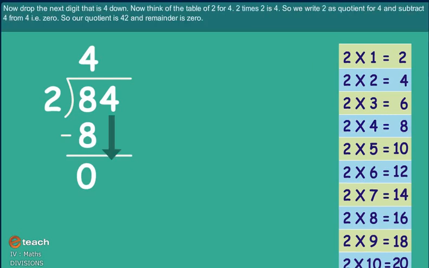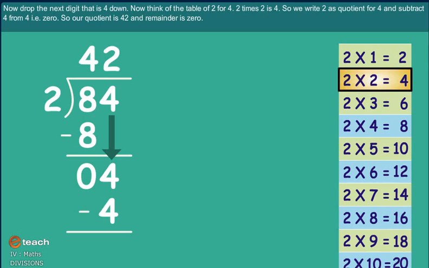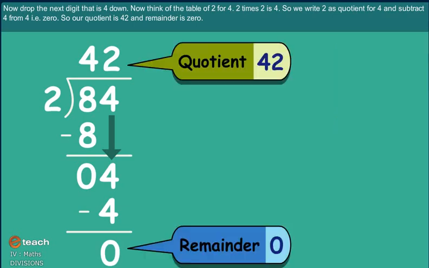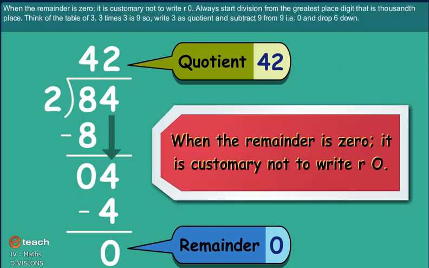Now drop the next digit, that is 4, down. Now think the table of 2 for 4. 2 times 2 is 4. So we write 2 as quotient for 4 and subtract 4 from 4 is 0. So our quotient is 42 and the remainder is 0. Information box: when the remainder is 0, it is customary not to write R0.